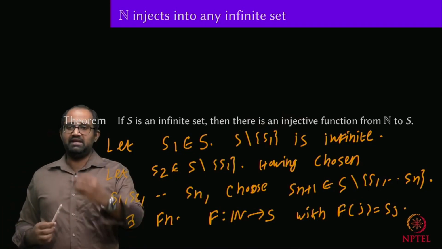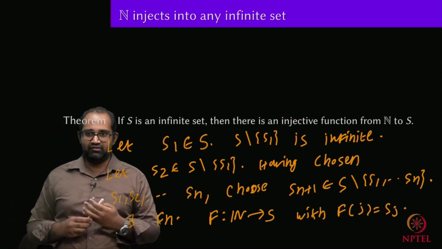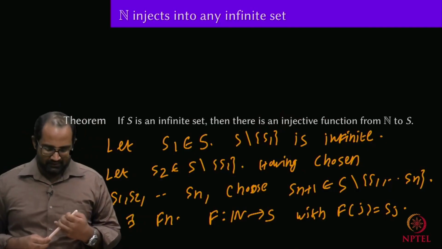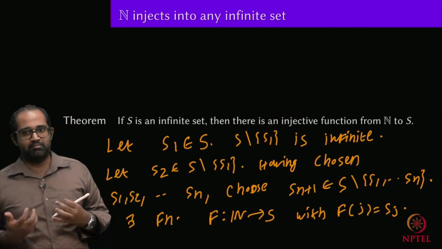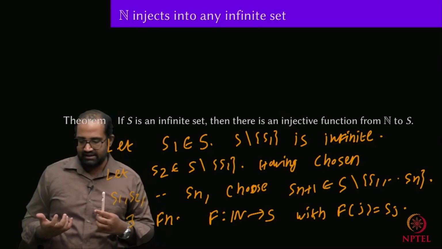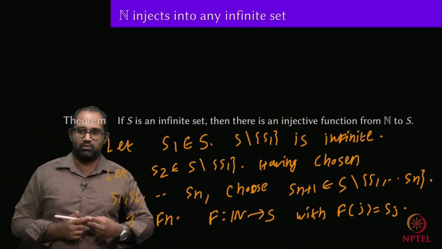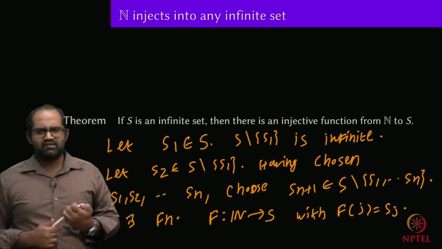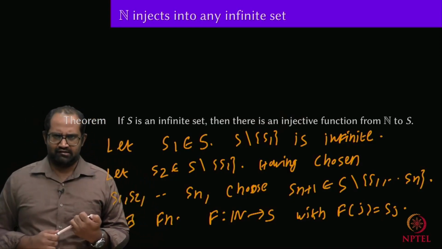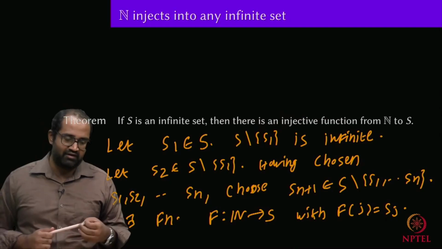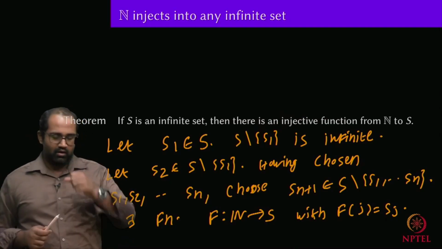So, you can repeatedly pick elements from the set S. You will never be able to exhaust it in infinite time simply because the set S is infinite. So, you can construct this function with f of j equal to Sj. Now, what is the question that this proof asks us, or rather we ask after seeing this proof?